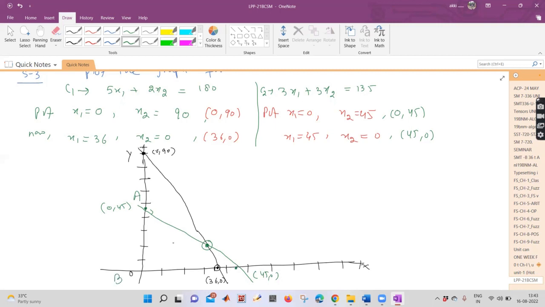Origin. Let me name this as B. Let it be my C. Let it be D. Okay. So I have 1, 2, 3, and this will be my 0, 0. So I need the value of this T point.